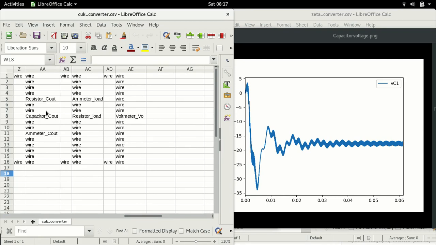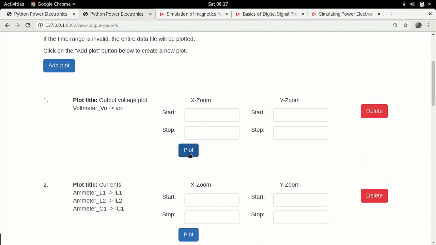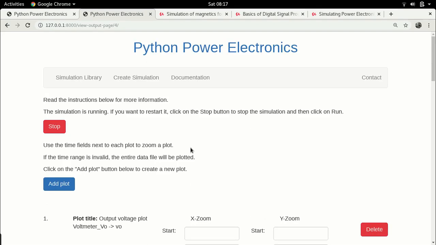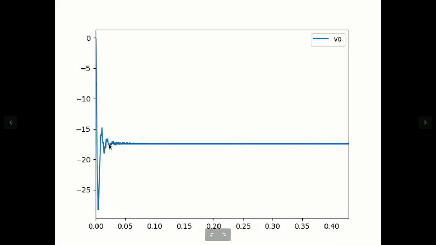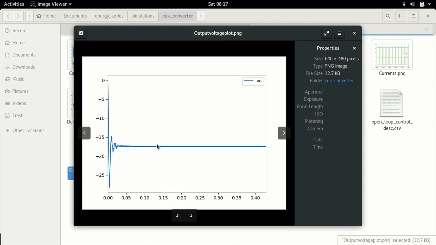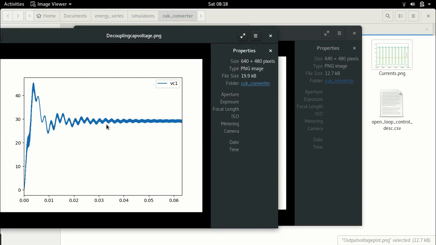Let's verify this. So, in the case of a CUK converter, let's plot the output voltage. This is the output voltage. Yeah, see, this is the output voltage. And you see the output voltage is somewhere at minus 18 volts. Now, if you look at minus 18 volts, the input is 12 volts. It is the sum of these two, that is the absolute sum, taking 12 plus 18. That is what you see here in the CUK converter. That is, the voltage of the decoupling capacitor of the CUK converter is the sum of the input voltage and the output voltage, neglecting the sign.